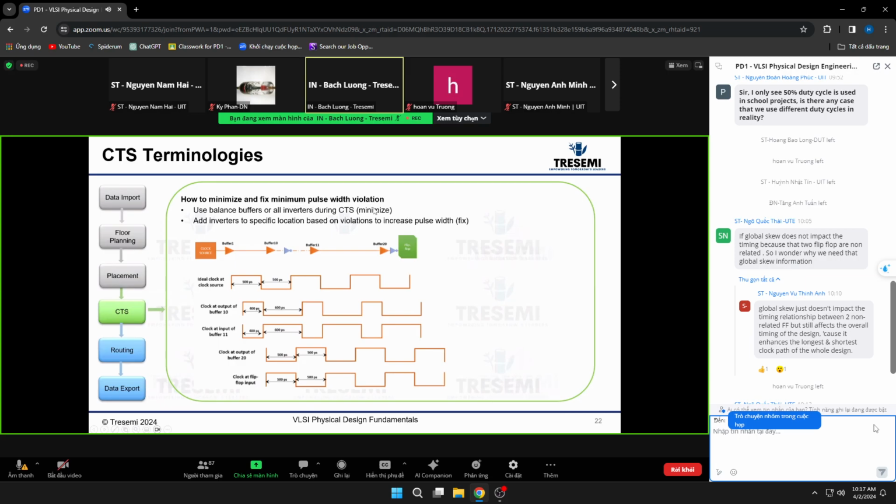But what if you have a pulse width violation? What are some things you can do? Here in this example, I have a clock path that has 20 buffers, and assuming that I have a clock period of 1,000 picoseconds. So the rise is 500 picoseconds and the fall is 500 picoseconds. So this is ideal, right?